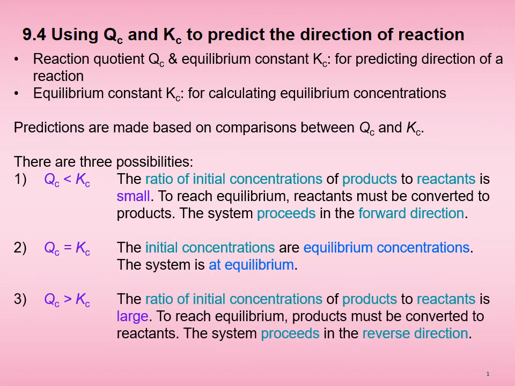Third scenario, when Qc is greater than Kc, the ratio of initial product concentrations to initial reactant concentrations is larger than Kc. That is, the relatively high level of each product has to drop and the relatively low level of each reactant has to be raised. So to reach equilibrium, products must be converted to reactants. The system proceeds in the reverse direction.